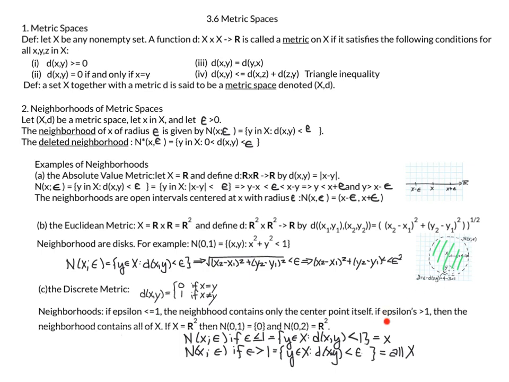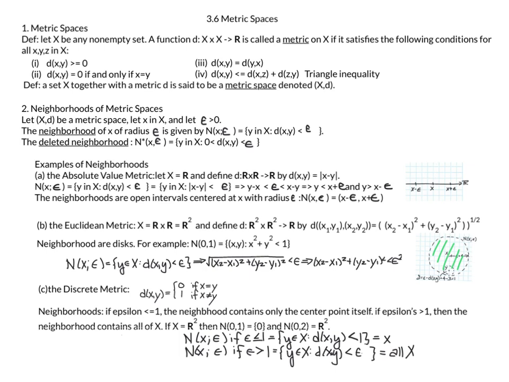Now let's consider the case where epsilon is greater than 1. In this case, we're looking at the neighborhood of x. We're looking for y and x such that the distance between x and y is less than epsilon, but epsilon is greater than 1. So what that means is we're in this case over here. So it's all values of y that do not equal x, plus we also have x because this is also within epsilon. So that means all of the set X is in the neighborhood.